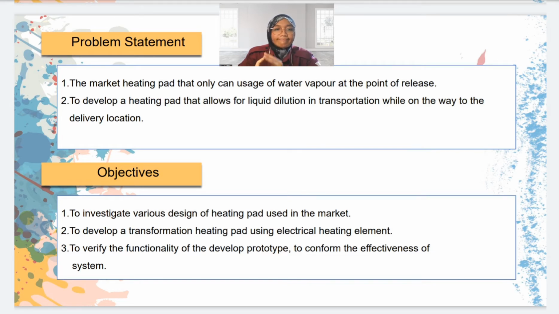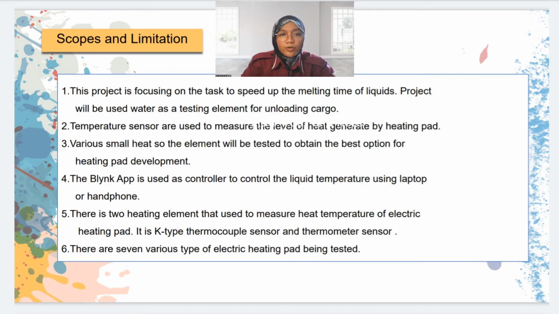The scopes of this project are: first, this project focuses on speeding up the melting time of liquids. The project will use water as a testing element for unloading cargo. Second, temperature sensors are used to measure the level of heat generated by the heating pad. Third, various heating elements will be tested to obtain the best option for heating pad development.